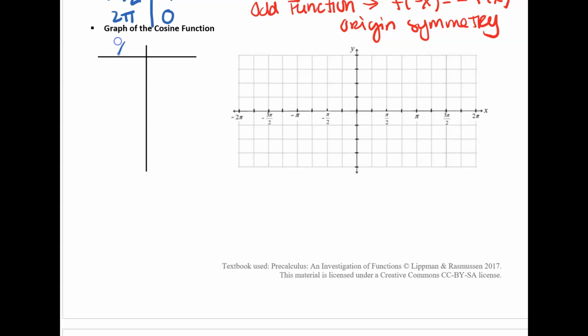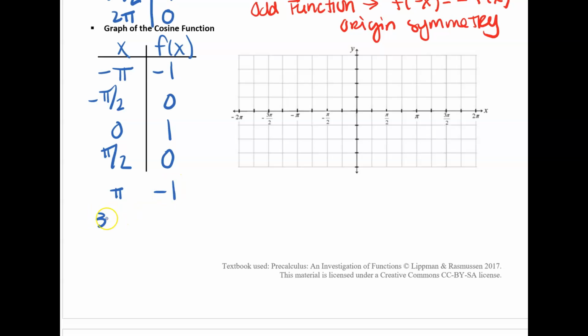I'm going to look at my x's and my f of x's based off my unit circle, putting together these ordered pairs. So at negative pi, it's at negative 1. At negative pi over 2, it's at 0. At 0, it's at 1. Pi over 2 is at 0. Pi is at negative 1. 3 pi over 2 is at 0. And 2 pi is at 1.